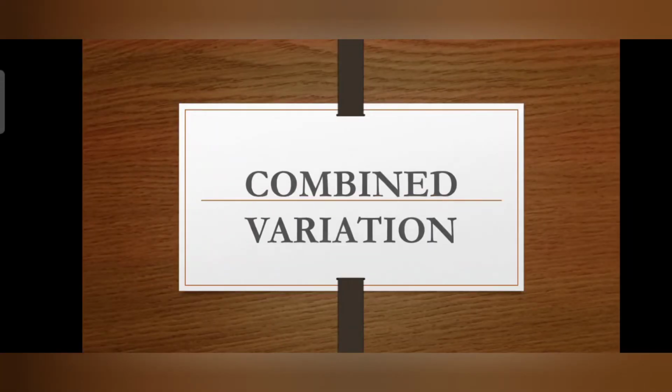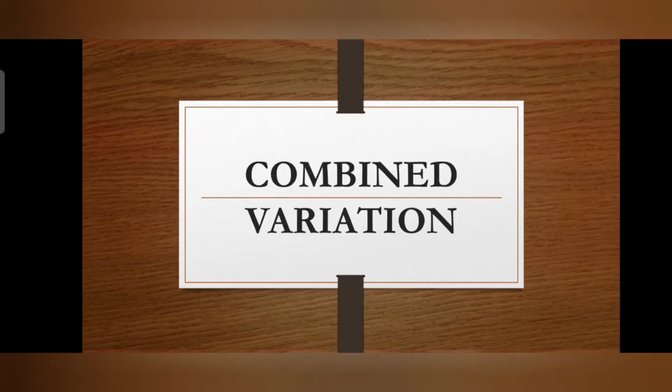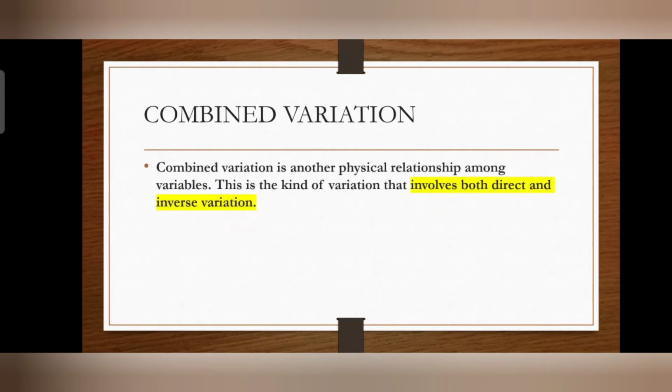Let's go! Combined variation. So what is combined variation? Okay, combined variation is another physical relationship among variables. This is the kind of variation that involves both direct and inverse variation. So it means combination na ito ng direct variation at ng inverse variation.